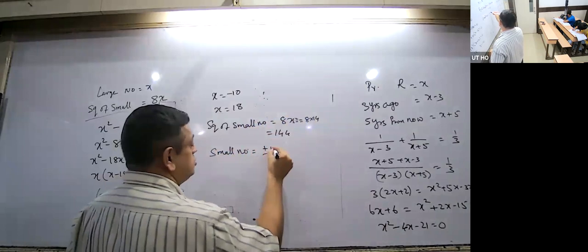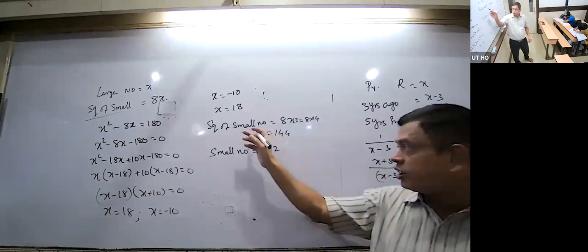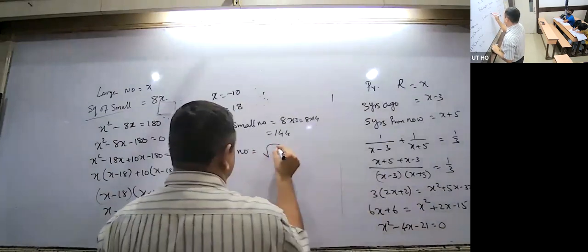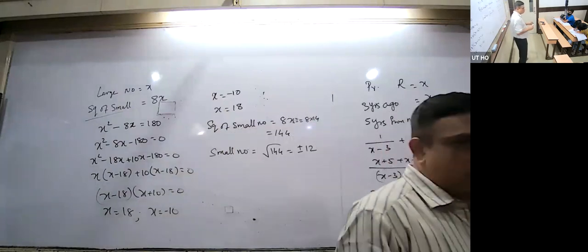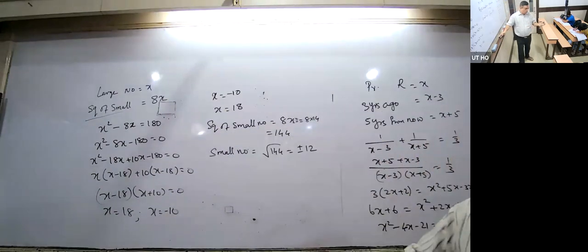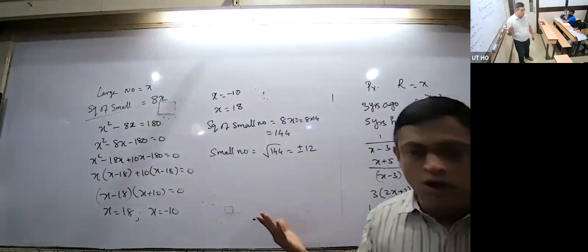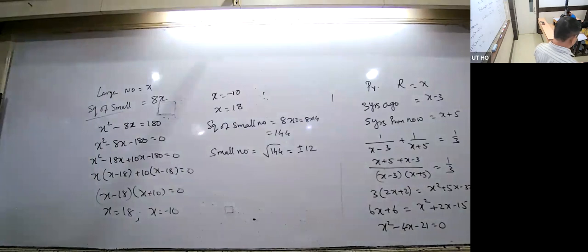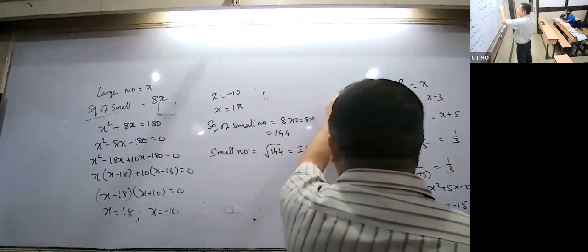Can you write plus or minus 12? Yes or no? Square root of 144 is the square of the smaller number, so the smaller number is root of 144, which is plus or minus 12. Yes, sir. There is nothing mentioned about positive, so the numbers can be 18 and 12 or 18 and minus 12.